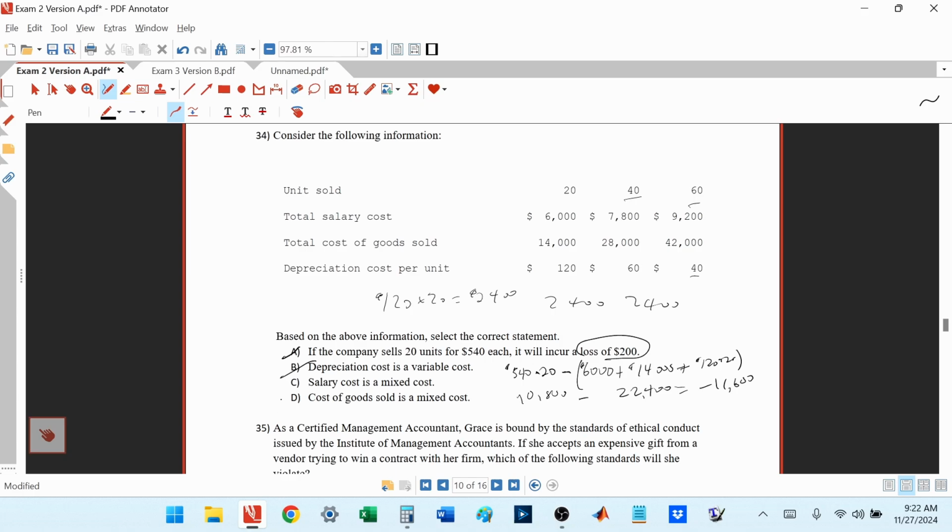So it's really between C and D. Salary cost is a mixed cost, or COGS is a mixed cost. Let's see if COGS is a mixed cost. If cost of goods sold is mixed, then it should be able to be written in this form, where we have a variable component and a fixed component, where A and B are constants. Q varies. Q is 20, then 40, then 60. So can total cost of goods sold be written like this?